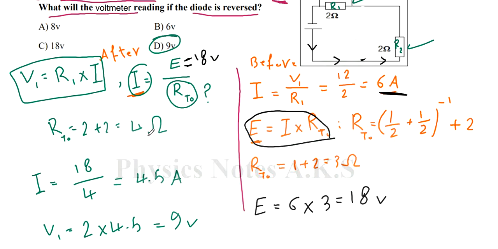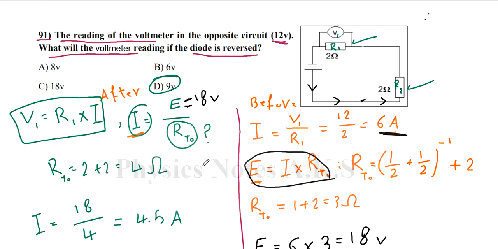For some students, they will say, it's a long problem, how am I going to do this? This type of problem you can solve easily, first of all by reading the question carefully. You have to differentiate between before reversing and after reversing, and pay attention to what they want exactly. They want the reading of the voltmeter after they reverse the diode. By practicing and paying attention to each step, you can solve this type of question easily.